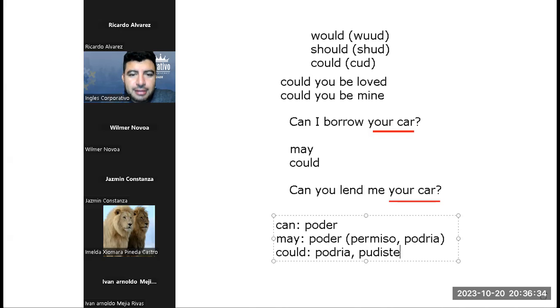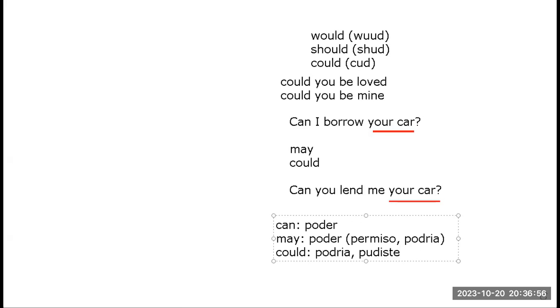Solo que can, la primera, se utiliza más que todo cuando hay confianza entre amigos, ¿ok? Es como cuando decimos hello o what's up, ¿qué hay?, en lugar de decir good morning, how are you? Entonces, es nivel de confianza. Can, may, could. If you want, you can take notes.